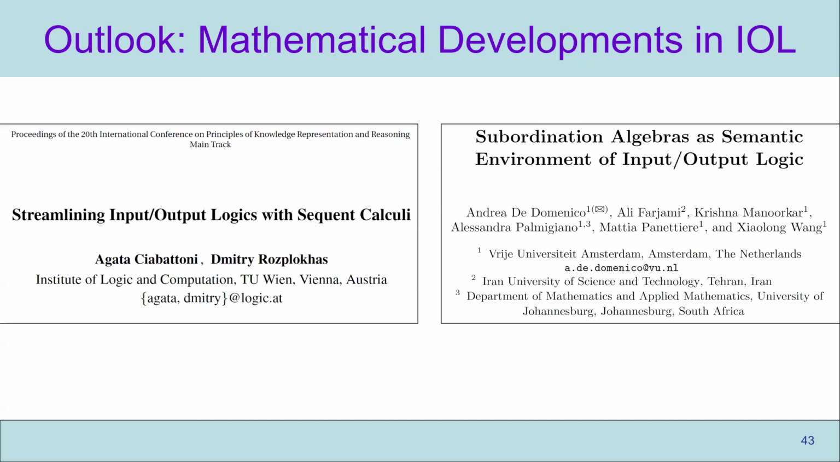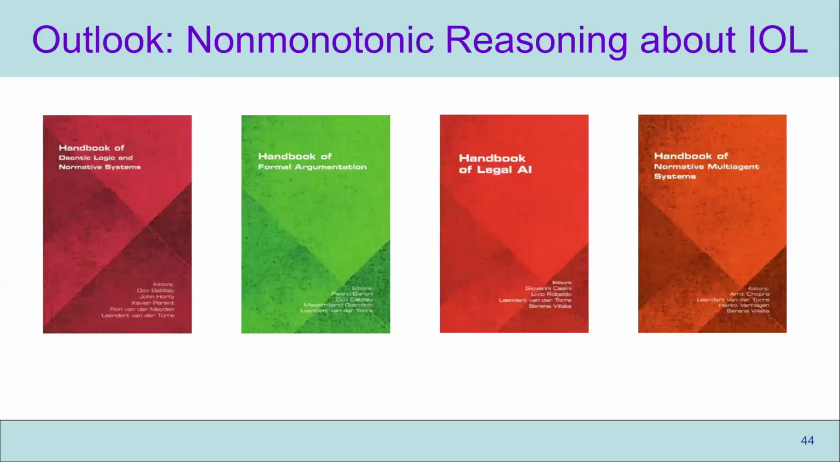So in Vienna, when I was on my sabbatical, Agatha and co-authors are doing some more mathematical work, and of course, we also have the PhD this afternoon. That will be good, because I would say the mathematical foundation of input-output logic has not been very well developed this time.